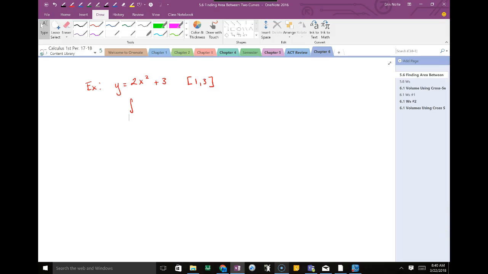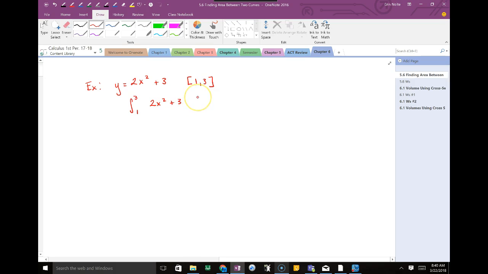Okay, so the integral from 1 to 3. Remember that when you're working with area, the smaller number goes on the bottom and the bigger number goes on the top. Okay, and when are we going to integrate? You start with the function.